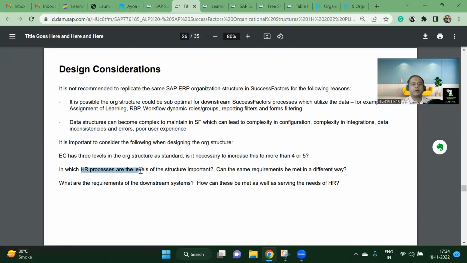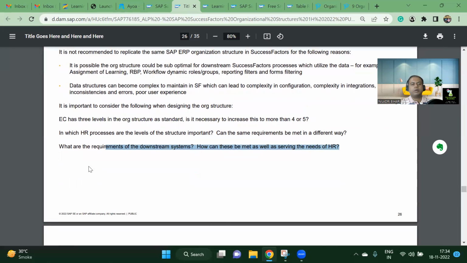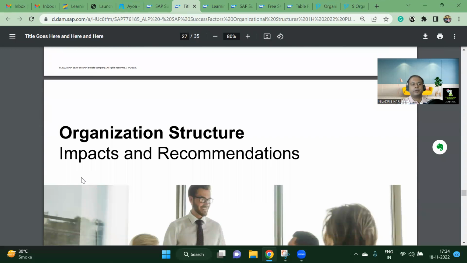In which HR process are the levels of structure important? Can the same requirements be met in a different way? What are the different requirements of other downstream systems? How can this be made to serve the needs of HR? We have to think about all these pointers, right?